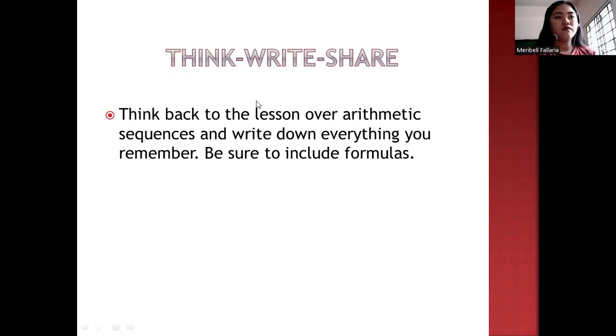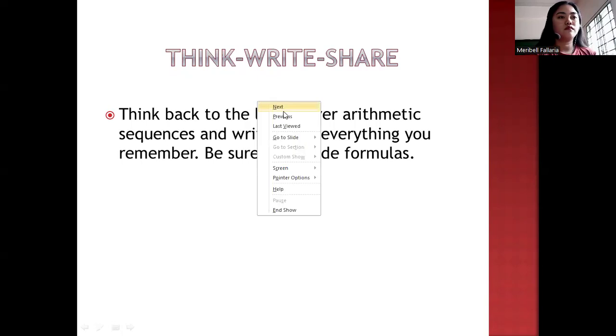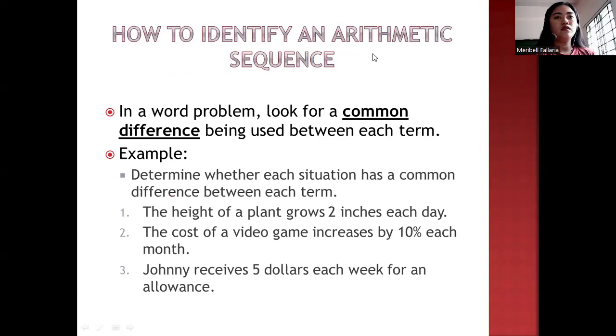Okay, so now let's move on. How to identify if I have a word problem with an arithmetic sequence. Okay, in a word problem, we're going to look for a common difference between each term. Example: determine whether each situation has a common difference between each term.